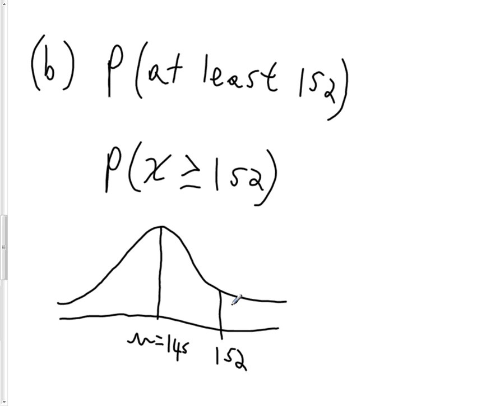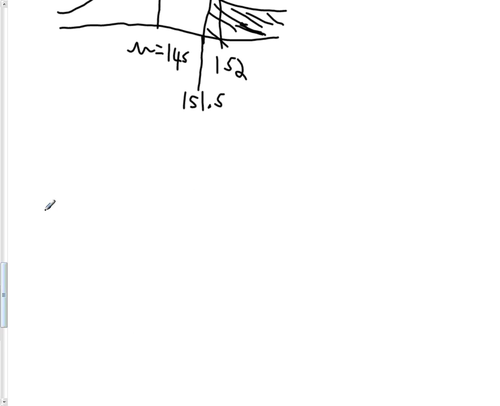So instead of using the discrete whole number 152, since we want to include it, we're going to go back by 0.5 and look at the number 151.5 instead, and look at the area to the right of 151.5, because in this case we want to include the 152. So we would go to our normal CDF and put in the parameters.